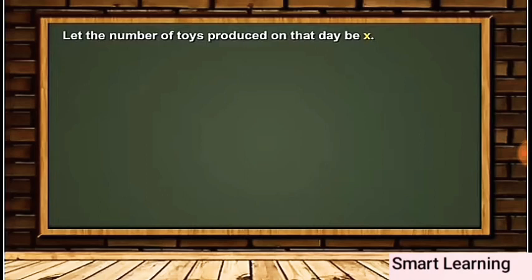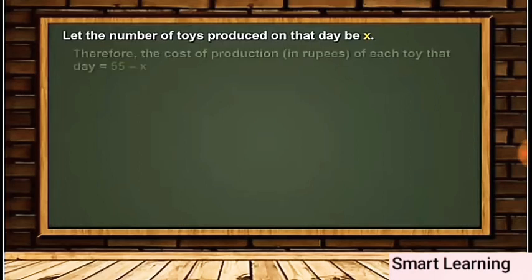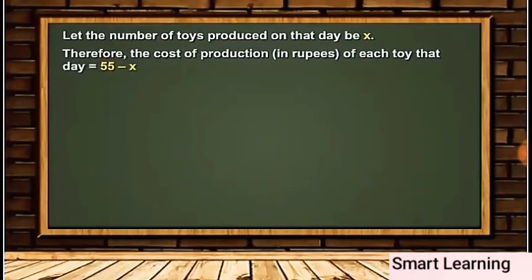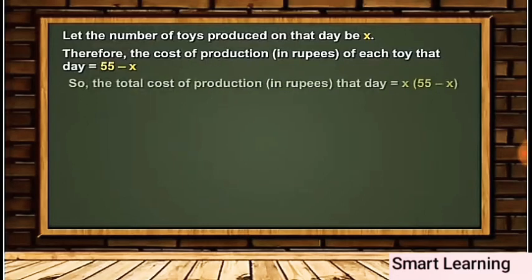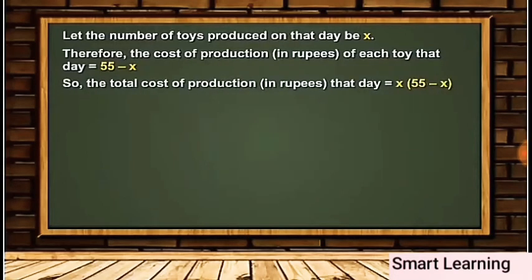Let's represent the given situation mathematically. Let the number of toys produced on that day be x. Therefore, the cost of production in rupees of each toy that day is equal to 55 minus x. So, the total cost of production in rupees that day is equal to x into 55 minus x. Therefore, x into 55 minus x is equal to 750.